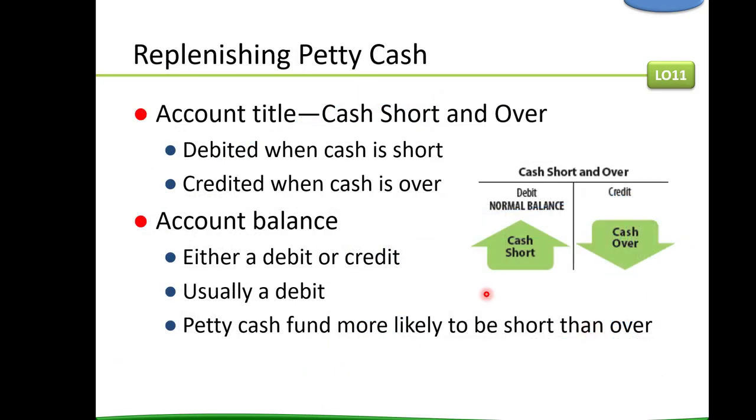Okay, so for cash short and over, the debit is when the cash is short, credit when the cash is over. That's how we record where the money came from. So if you're short, it's a debit. If you are over, it's a credit. The amount is neither debit nor credit, it is typically a debit. And the petty cash fund is more likely to be short than it is to be over.